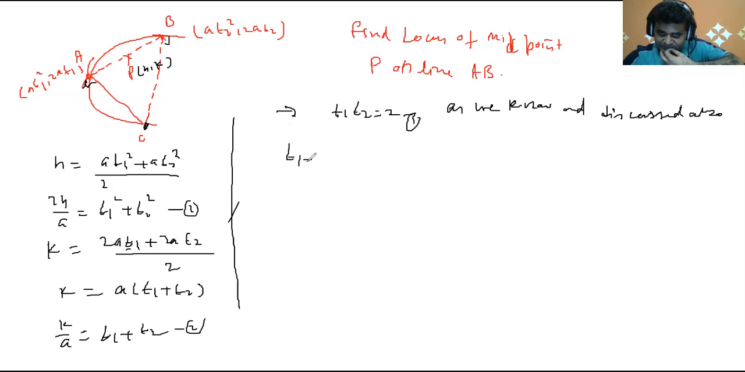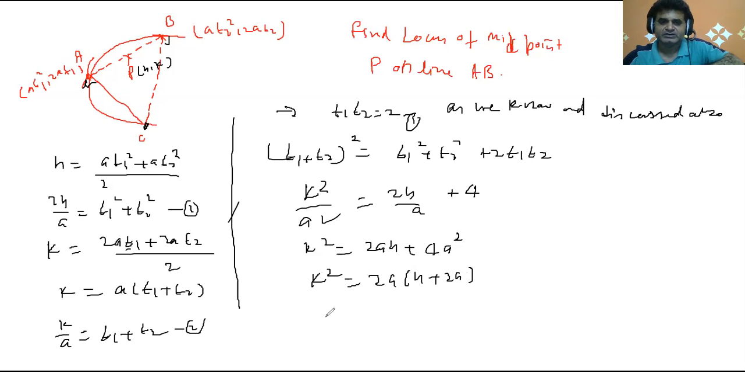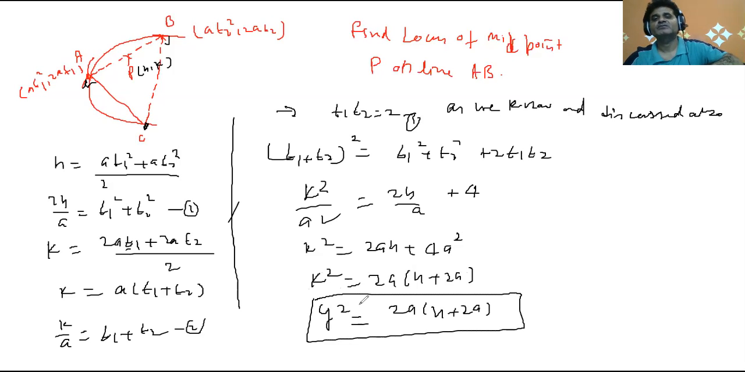Now we are using the formula t1 plus t2 whole square equals t1 square plus t2 square plus 2 t1 t2. So t1 plus t2 we can put as k upon a, so this is k square upon a square, and this is 2h upon a, and this is 4. So k square is equal to 2ah plus 4a square. So k square equals 2a times h plus 2. So taking locus, y square is equal to 2a times x plus 2. So this is the required locus of the point P. So with the help of this we can solve.